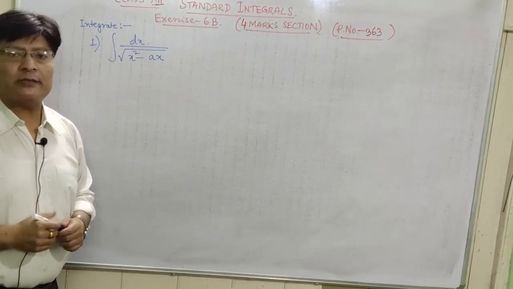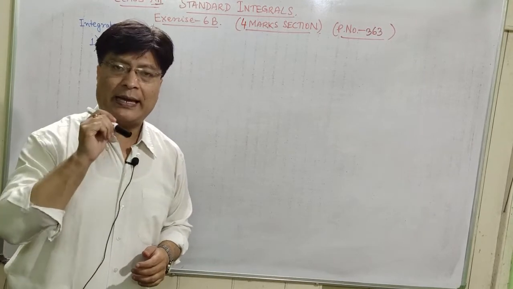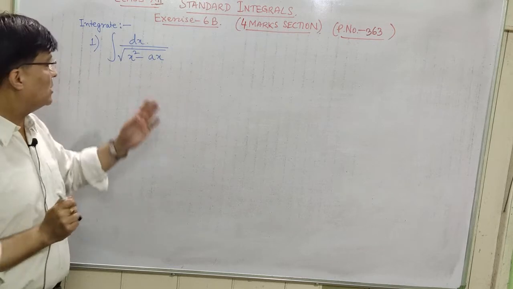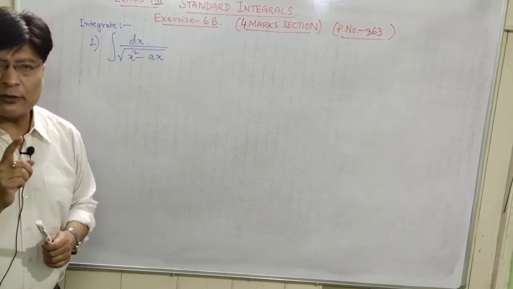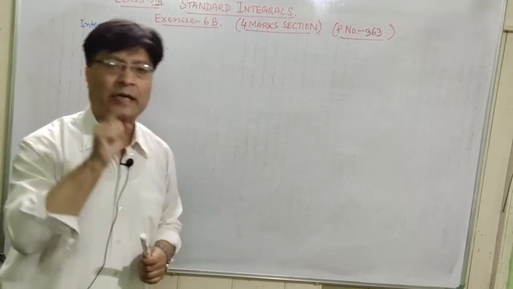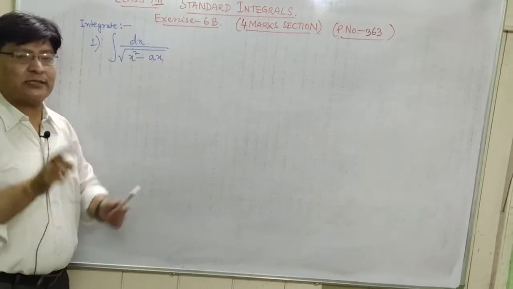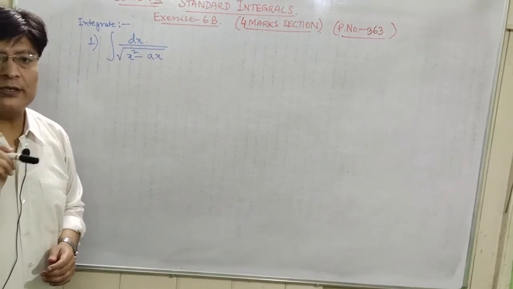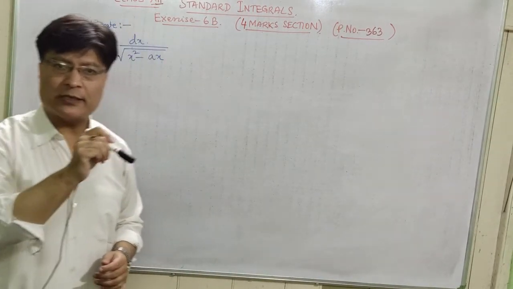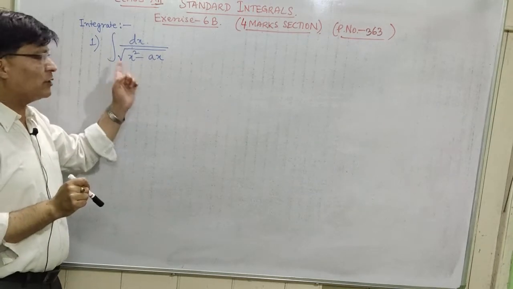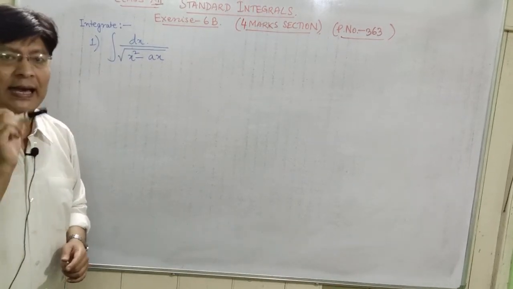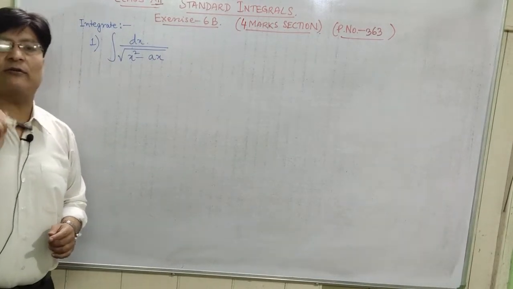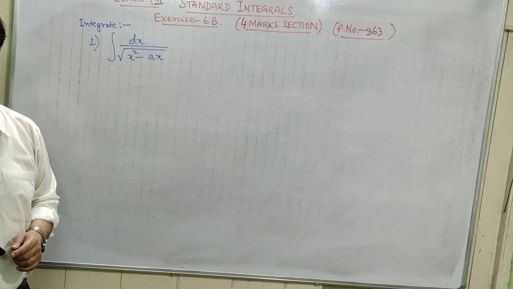So if the expression is under square root, and if the expression is in the denominator, and if the coefficient of x square is positive, if it can be factorized, then factorize it. If the expression is within square root, if the expression is in the denominator, and if the coefficient of x square is positive, and if the expression can be factorized, then you have to factorize the given expression.